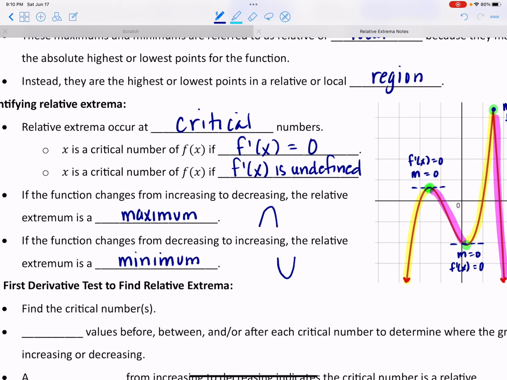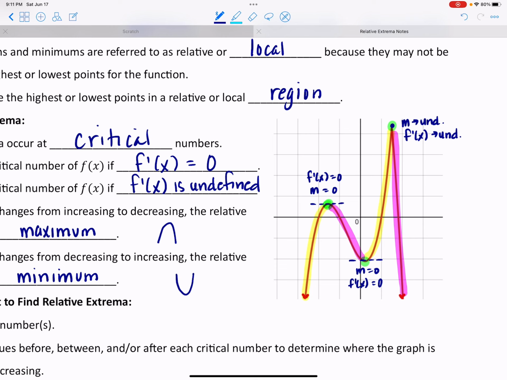Alright, so how do we go about finding these? Again, if we have the graph of a function, it's really easy to just look at the graph and go, oh, I can see it. I can see my critical numbers. I can see my relative maxes and mins. That's not the issue. Although we can use that to verify our work, we need to be able to do the algebra. How do we algebraically find these things?